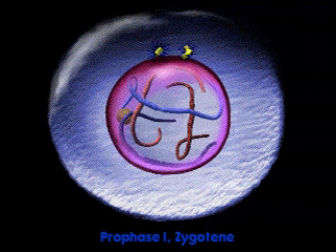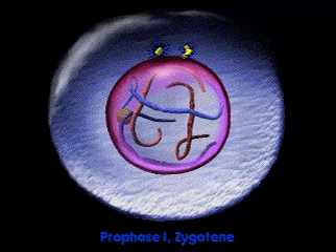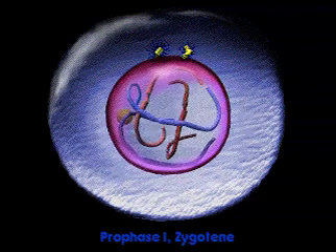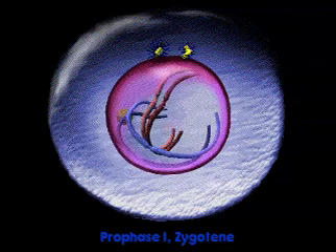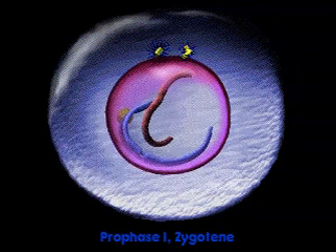During zygotene, as the chromosomes continue to condense, homologs pair up in an intimate association called synapsis, in which the two chromosomes are precisely aligned along their entire length. This pairing process is one of the distinctive characteristics of meiosis.